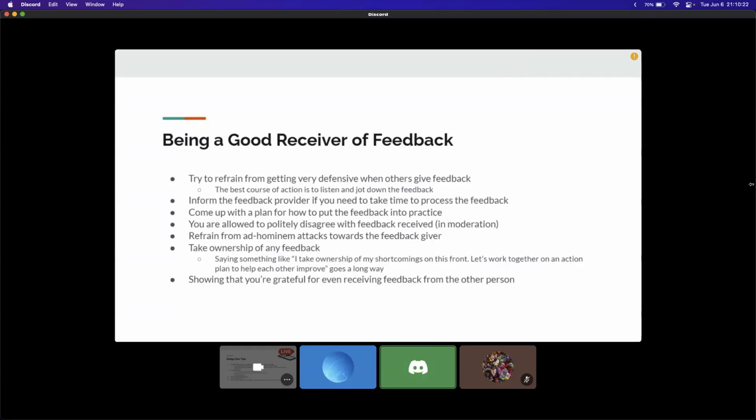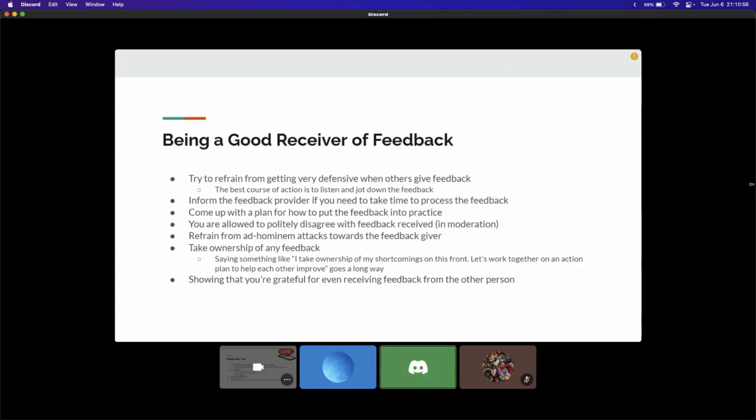And you're also allowed to politely disagree with the feedback received. But keep in mind that if you keep disagreeing with every single feedback, people aren't as motivated to give you any feedback because you'll always get defensive and it just doesn't become a good conversation. So when you're trying to disagree with feedback, do so politely and do it in moderation. And just like being a good giver of feedback, you want to refrain from ad hominem attacks toward the feedback giver, right? Ad hominem attacks usually don't make anyone feel good. So it's a lose-lose situation.